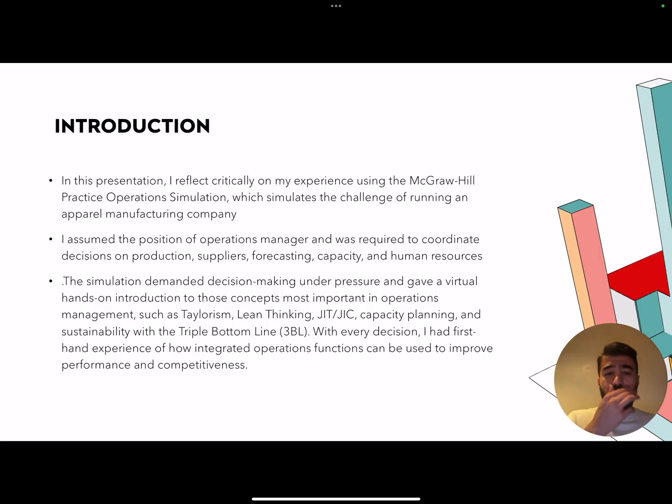Also, as far as the JIT and JIC and capacity planning, I have planned to share my experience of how integrating operation functions can be used to improve performance and competitiveness.